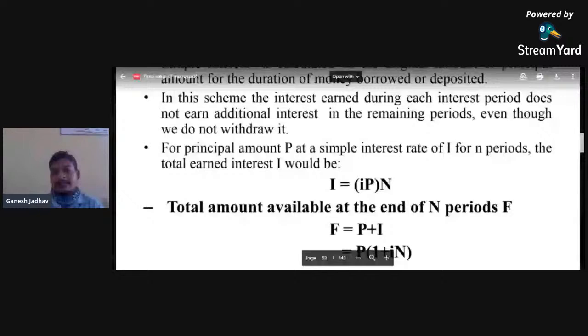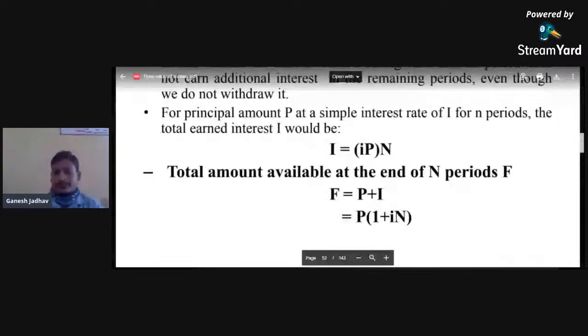So the future amount is equal to P, the principal amount, which is the basic amount, plus the interest. So you can say P times one plus I. This is the modified formula: the final amount is the principal amount plus your interest amount.